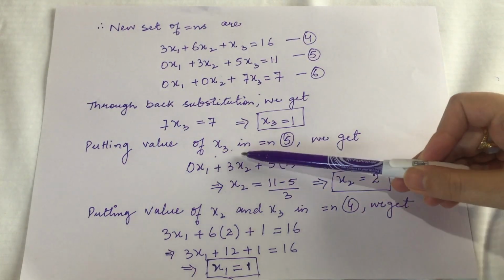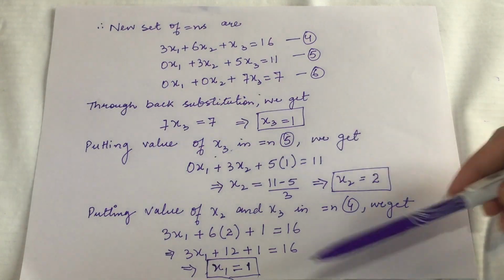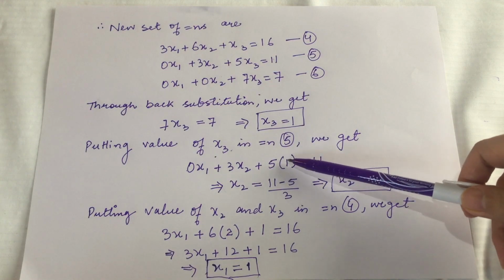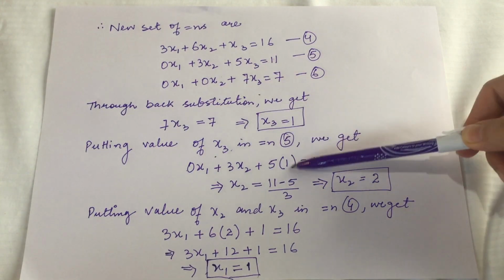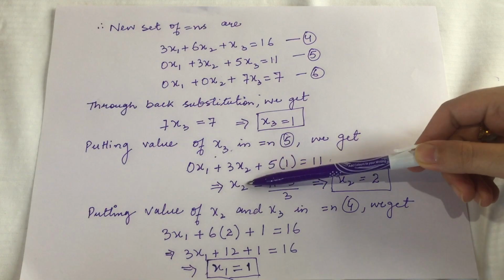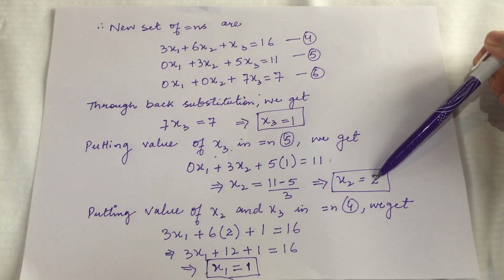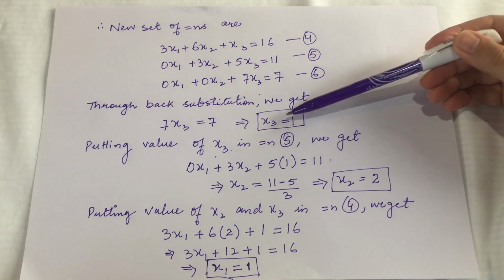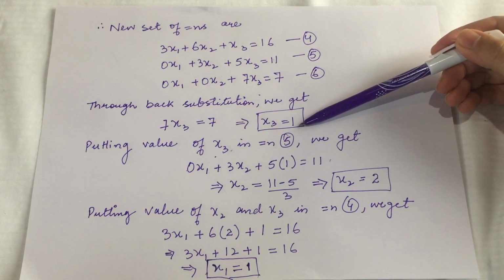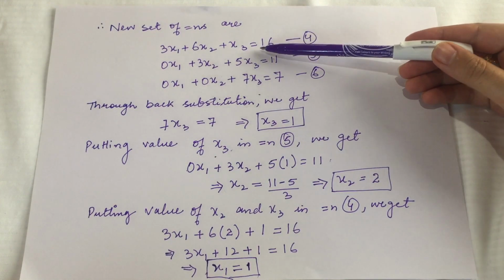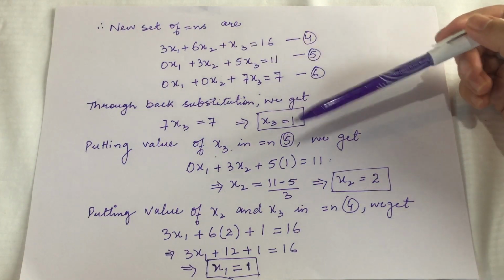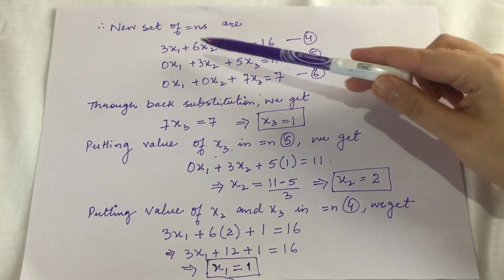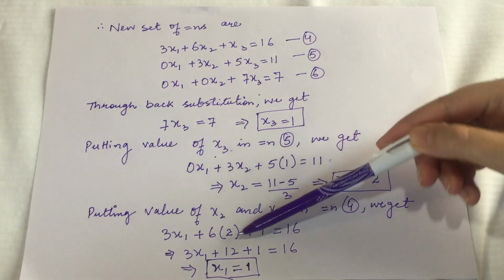So putting the value of x3 in equation 5, we get 0x1 plus 3x2 plus 5, and I am putting the value of x3 here, so it is equivalent to 11. When I solve it, x2 will be equivalent to 2. Now I have got the value of x2 as well as x3, so I will put these values in the first equation, because my first equation has 3 variables. When I put the values of x2 and x3 in my first equation, I can easily get the value of x1.